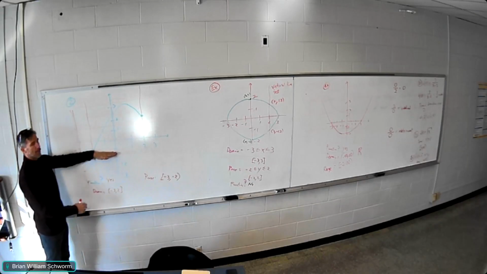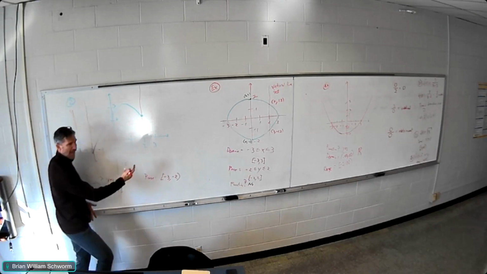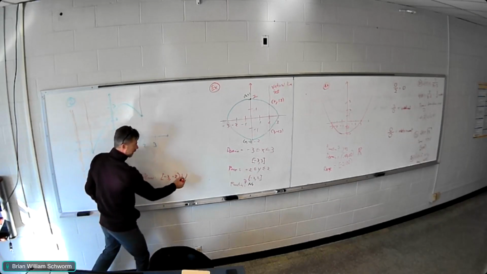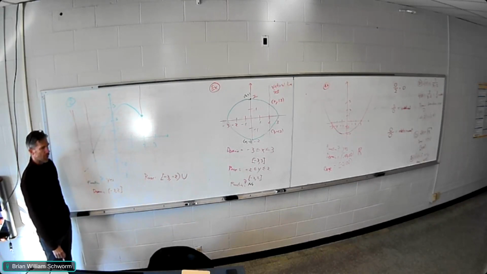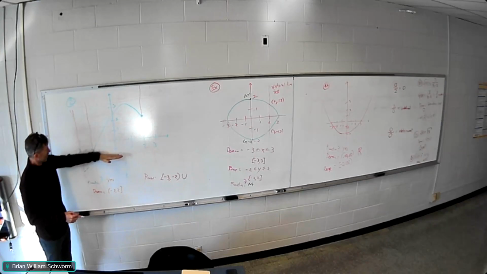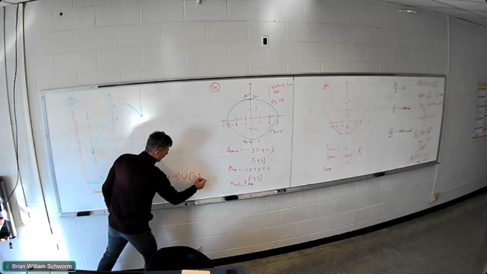And then there's a jump. So there's another piece that goes from -1 all the way up to 3. When you have more than one piece, we use this union symbol. It looks like the letter U, but it's slightly different actually. But it means union, which means we got another piece. -1 to 3. It hits the -1, it uses the -1, and it uses the 3.